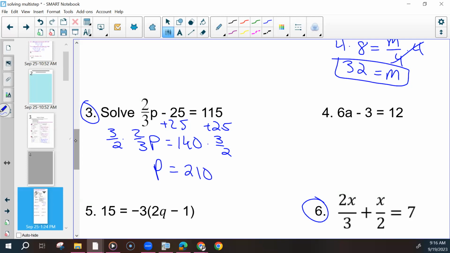I did it differently than before, so there are different choices. You could have done what we just did. You could have multiplied by 3 and then divided by 2, which would make it 2 steps instead of 1. Or you could divide by the fraction. But again, we don't like dividing by the fraction. I'm going to show you why. Hold on.